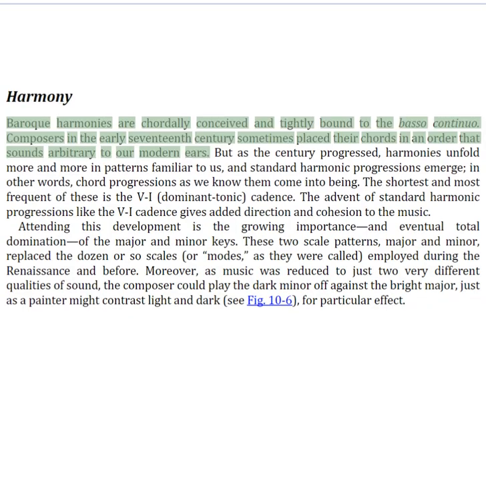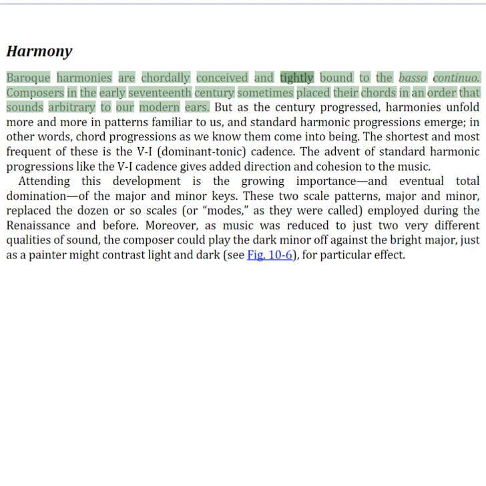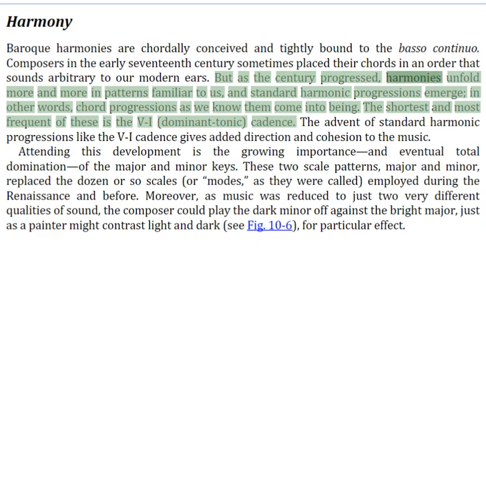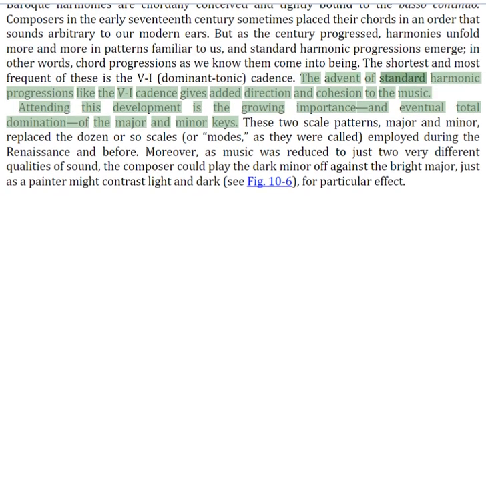Harmony. Baroque harmonies are chordally conceived and tightly bound to the basso continuo. Composers in the early 17th century sometimes placed their chords in an order that sounds arbitrary to our modern ears. But as the century progressed, harmonies unfold more and more in patterns familiar to us, and standard harmonic progressions emerge. In other words, chord progressions as we know them come into being. The shortest and most frequent of these is the V-I cadence. The advent of standard harmonic progressions like the V-I cadence gives added direction and cohesion to the music.